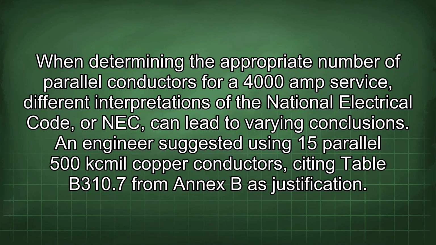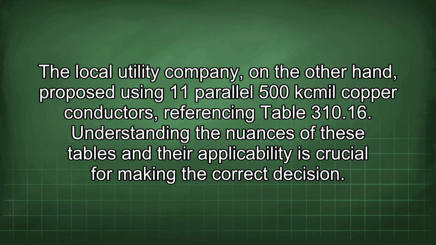When determining the appropriate number of parallel conductors for a 4000 amp service, different interpretations of the National Electrical Code, or NEC, can lead to varying conclusions. An engineer suggested using 15 parallel 500 kcmil copper conductors, citing Table B310.7 from Annex B as justification. The local utility company, on the other hand, proposed using 11 parallel 500 kcmil copper conductors, referencing Table 310.16.